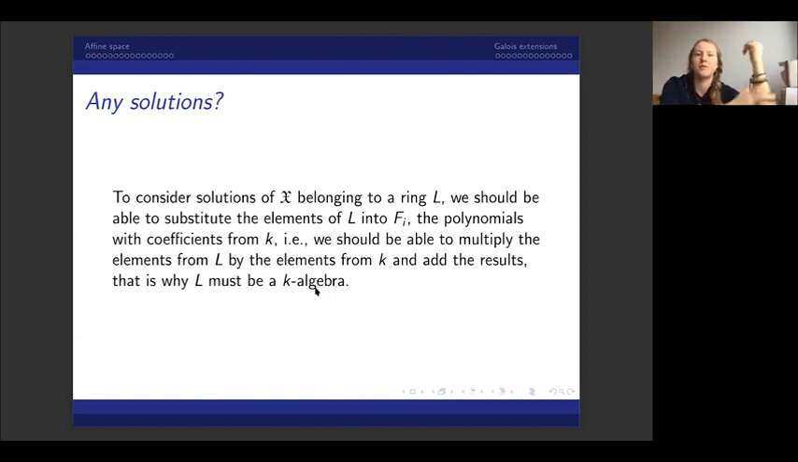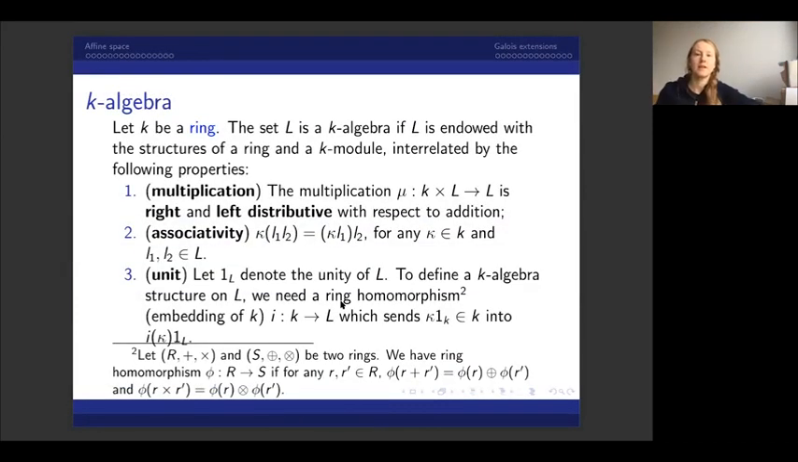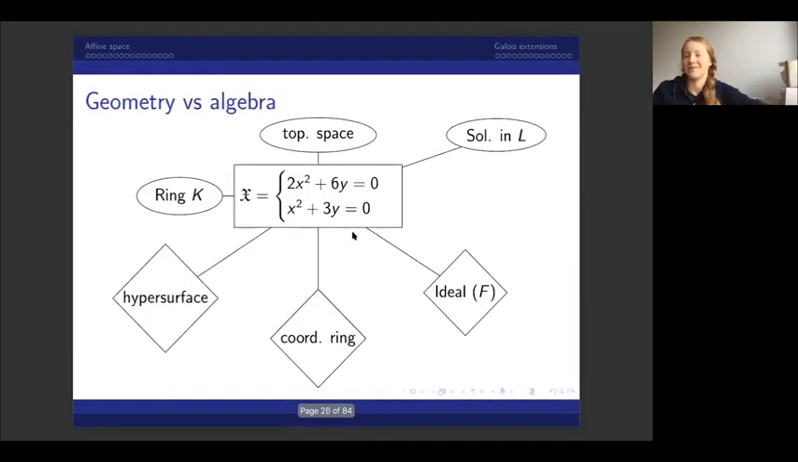To consider solutions of your system of equations belonging to a ring or a field L, we should be able to substitute the elements of L into your polynomial Fi with coefficients in K. And we should be able to multiply the elements from L by the elements from K and add the results. And that's why L must be a K-algebra. And I really like this perspective because people don't always say things that way. And the K-algebra version is quite interesting in some sense. So here you can maybe feel that we're heading towards a dictionary between very algebraic language, the language of schemes, towards something which we all like and all enjoy computing.